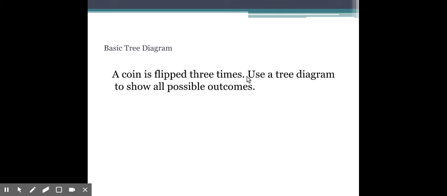So we're going to have a look at a basic tree diagram. These are the sorts of things you learnt a few years ago. It's just finding another way to represent a sample space. So a coin is flipped 3 times. Use a tree diagram to show all possible outcomes.